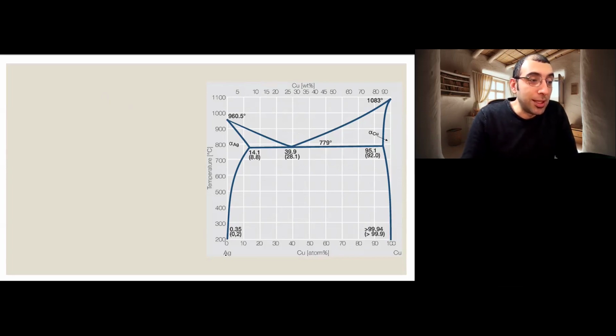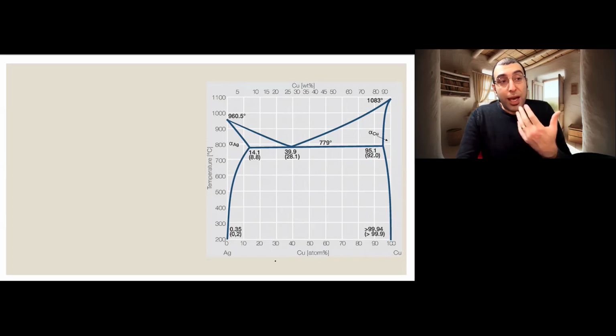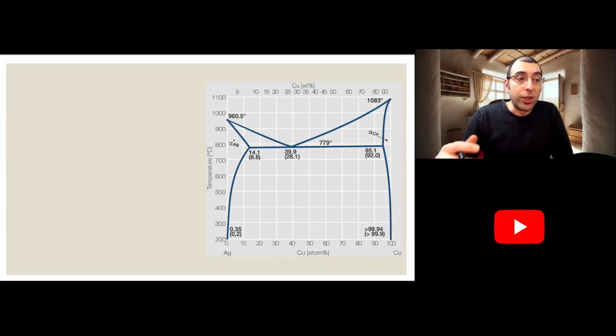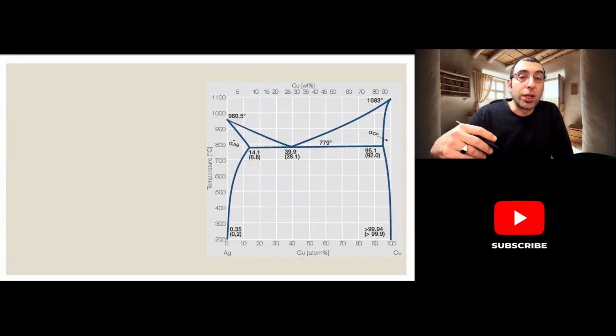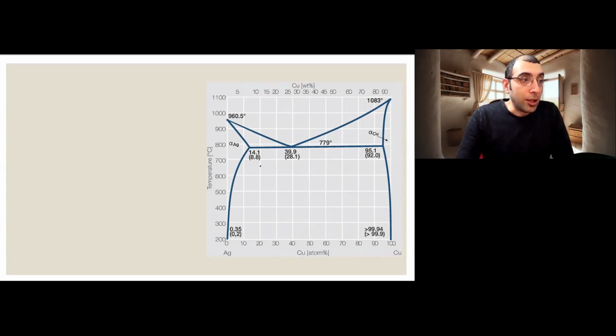Obviously, as you can see here, we've got a phase diagram of silver versus copper. On this side, you get atomic percent of copper added to silver, and up top you see weight percent of copper added to silver. So you can work with either atomic percentage or weight percentage, and you can work with this phase diagram. Again, we have our temperature.